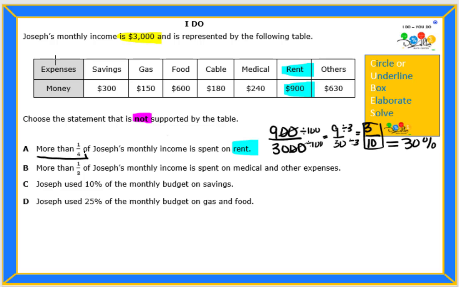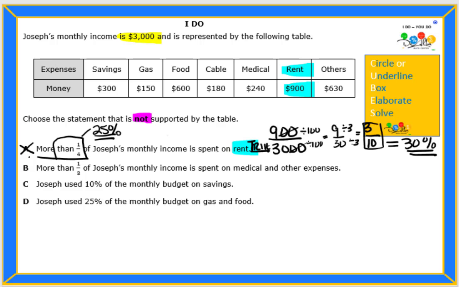So 3/10 is 30%. Is that more than 1/4? Remember that 1/4 is 25%. So is 30% more than 25%? Yes, it is. So this is true. But we are looking for something that is not true. So A is not the answer.